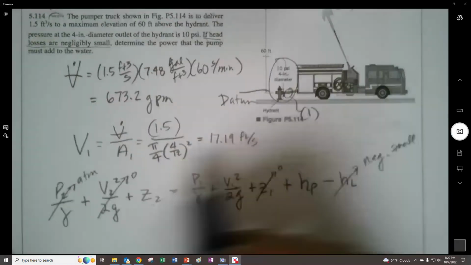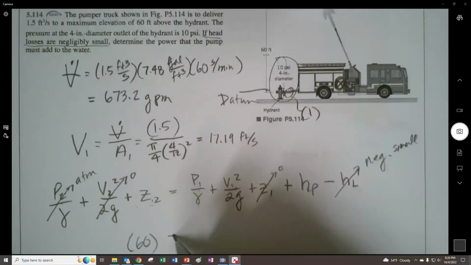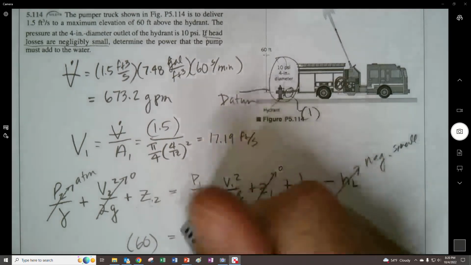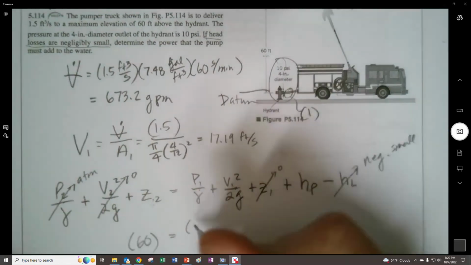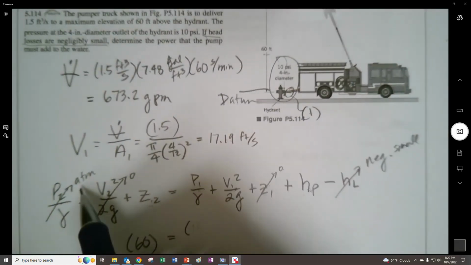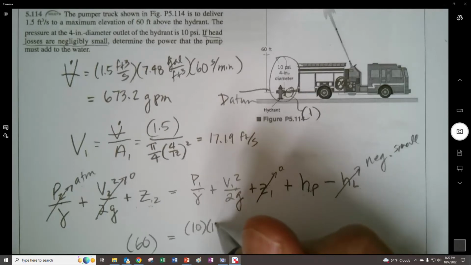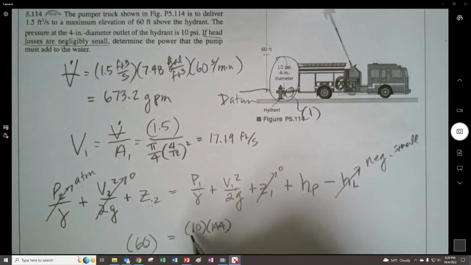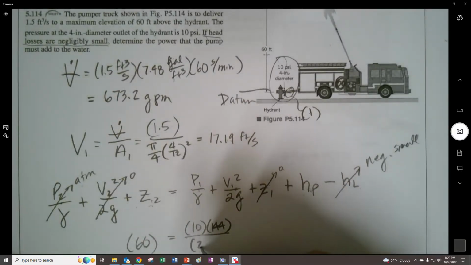So we're ready to put stuff into here. We take this, and I'll say this is 60 feet. Sorry, get this right. This is 10 psig, by the way, that's why we can go atmospheric right here. So it's going to be 10, but let's go to 144, so we turn it into pounds per square foot and divide it by our specific weight of water, 62.4.